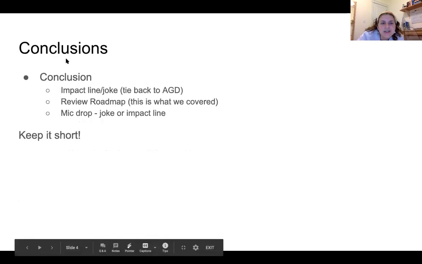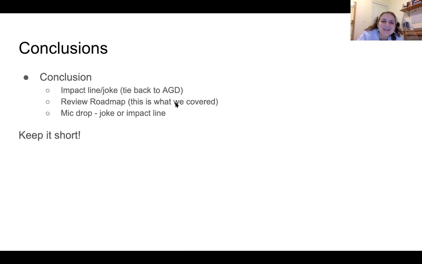And then conclusions, they're very short, usually 3 sentences, so don't worry too much about them. You'll basically want to have an impact line or joke at the very beginning of your conclusion, which ideally would tie back into your AGD in some way. Then you'll review your roadmap. So it's like you get to the end of your destination, and then you're looking back at your speech and telling your audience what you talked about today, just so they have it refreshed right before you end your speech.